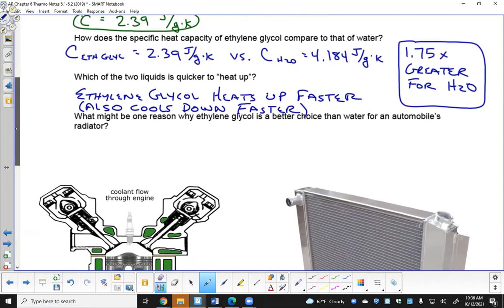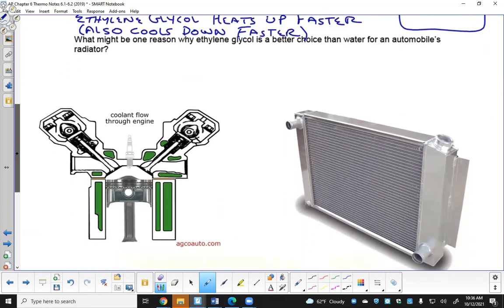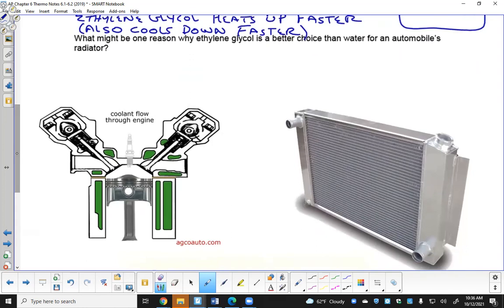Let's talk a little bit about how a car engine cools itself. So all cars have a radiator. Not anymore. Just thought about that as I said that. Unless you drive an electric car, no radiator needed in the electric cars, I don't think. Can't think of anything why they would have one.